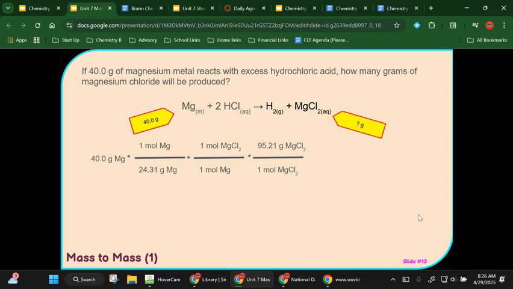Now, there are 3 numbers on the bottom, right? But 2 of them are what? Ones. You need to decide right now: are you going to put those ones in there or not? If you're not, you do not need to put this number in parentheses because you're only dividing by 1 number. If there is more than 1 number here, they would both need to go in parentheses and you would need to multiply them together. So 40.0 times 95.21 divided by 24.31. What do you get?